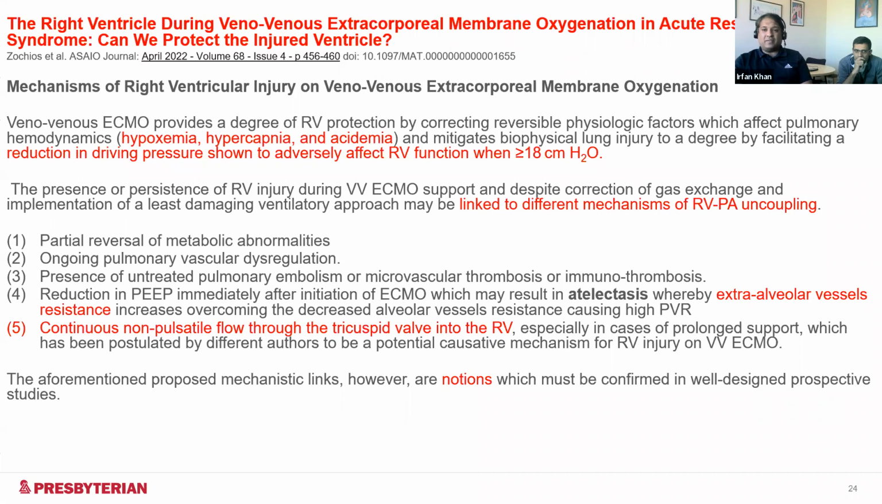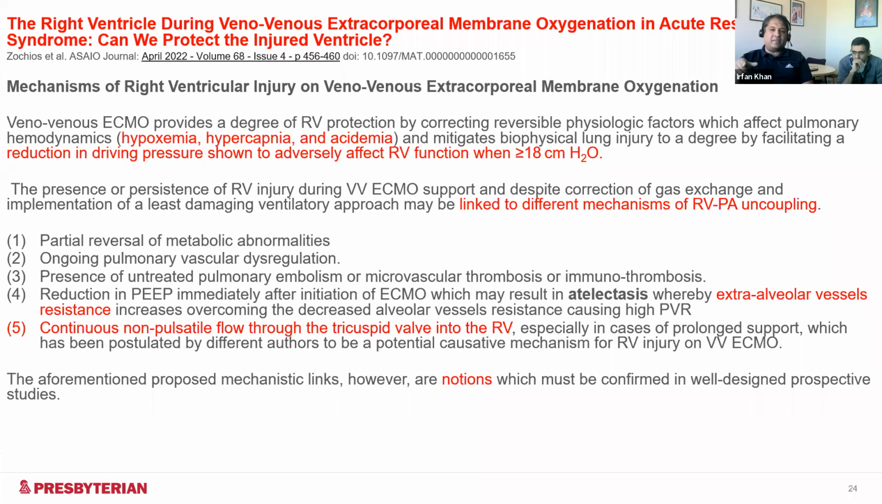There could be presence of untreated pulmonary embolism, because it's very hard to find a pulmonary embolus in a patient on ECMO, doing an echo with all the windows you need. Or there could be microvascular thrombi that may be generating because of the procoagulant state. So it's very hard to know what's causing that. Again, as soon as we put some of these patients on ECMO, we feel like we need to protect the lungs, and we get them into a state of atelectasis. That itself can increase your PVR and cause RV dysfunction.